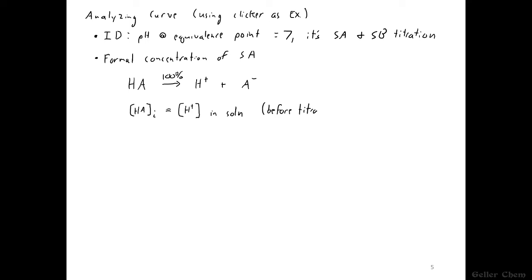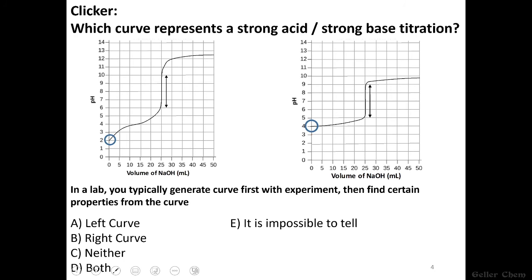Before titration begins, i.e. what we labeled as point A when we learned about the titration curve. And we know what the pH was at point A, it's 4.